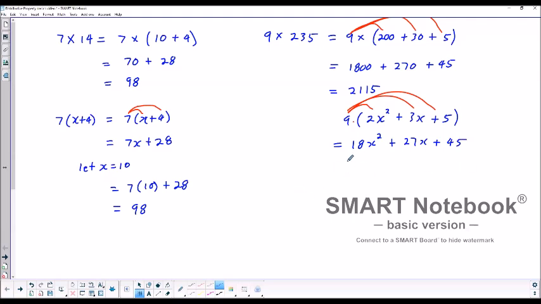And then again, if we let x equal 10, we'll do the same thing as before. We have 18, we substitute 10 in for x here, substitute 10 for x here, and add the 45. And 10 squared is 100. 18 times 100 is 1800.